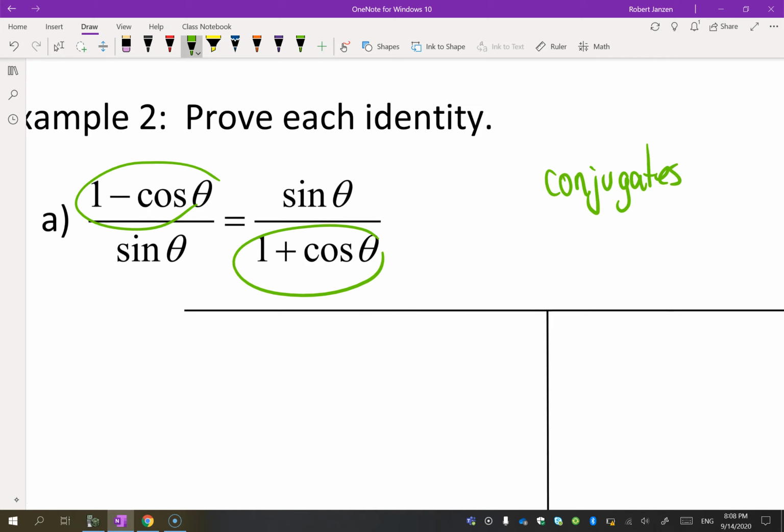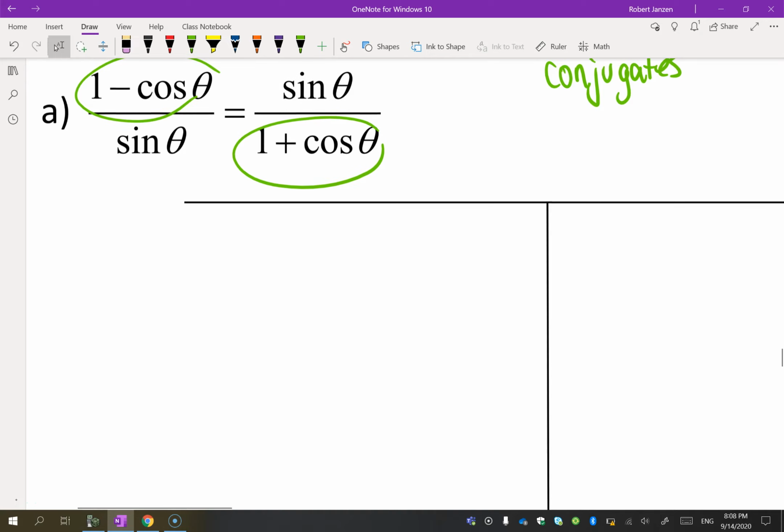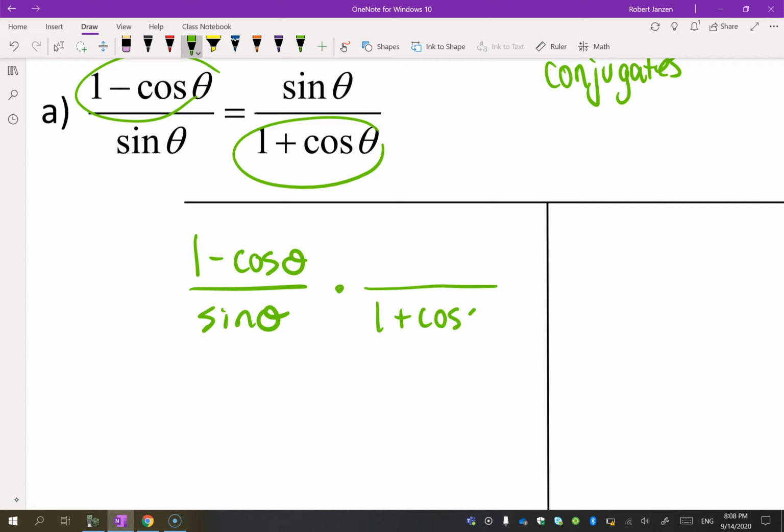Okay, and when you see conjugates, what we're going to do is multiply one of the sides, either the left-hand side or the right-hand side, by its conjugate. Okay, so let's take a look at this example. Let's work with the left-hand side. So I have 1 minus cos over sine. Now I want to end up with 1 plus cos in the denominator. So I'm going to multiply both sides by 1 plus cos.